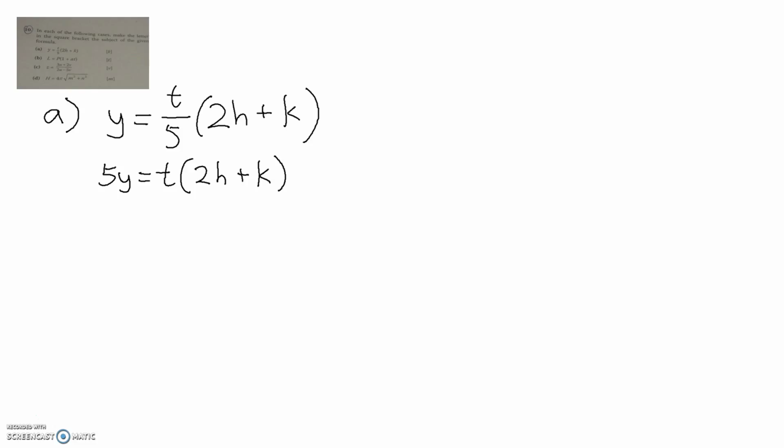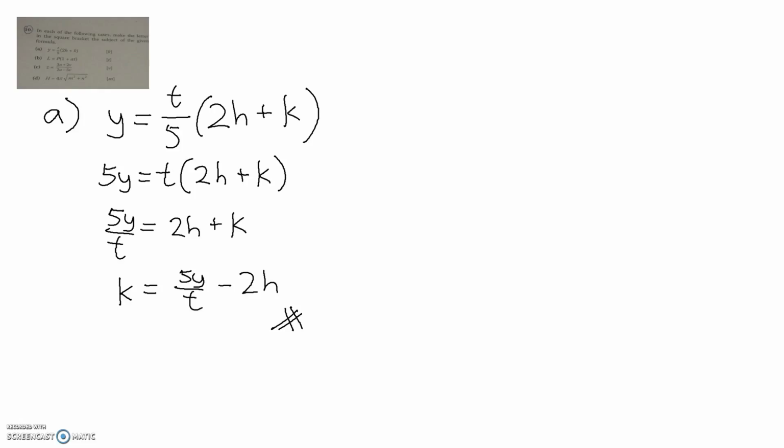So next step, we remove the t on the right side by dividing by t on both sides. So we get 5y over t. And since we've divided by t here, we're left with 2h plus k. So right now, it's a simple matter of making k the subject of the formula. So to do that, we have k equals to 5y over t minus 2h. Okay. And that is our solution to 10A.